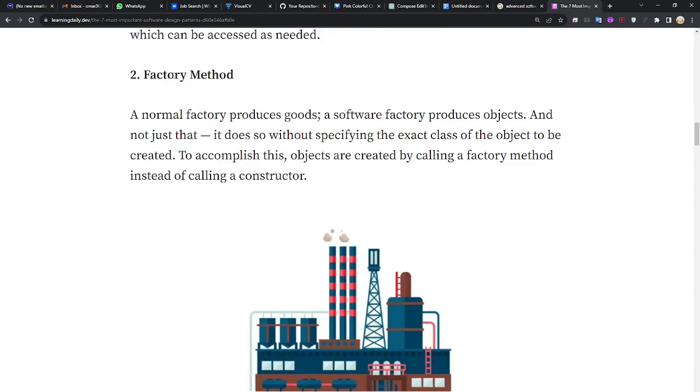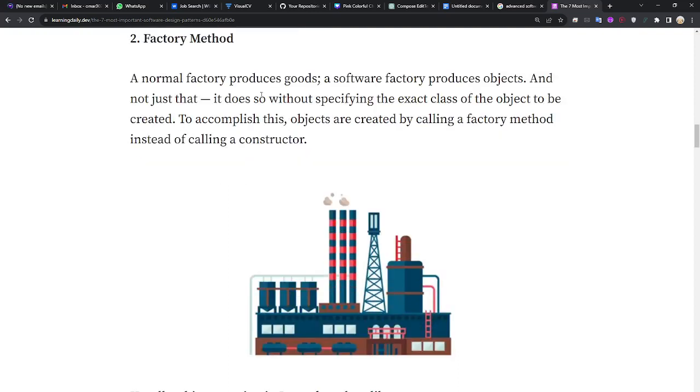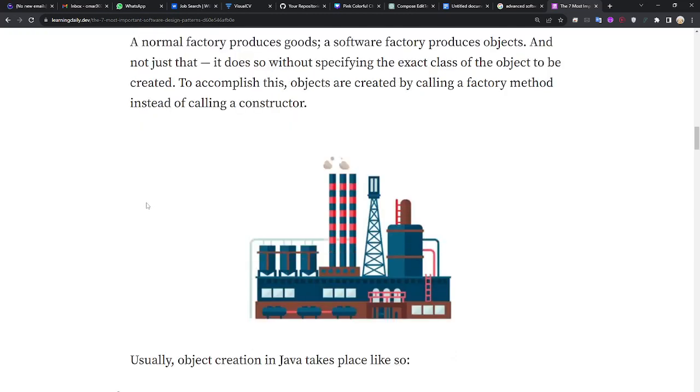The second pattern is the factory method. A normal factory produces goods. A software factory produces objects. And not just that, it does so without specifying the exact class of the object to be created. To accomplish this, objects are created by calling a factory method instead of calling a constructor.